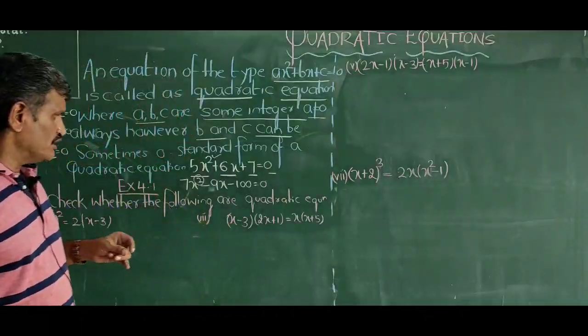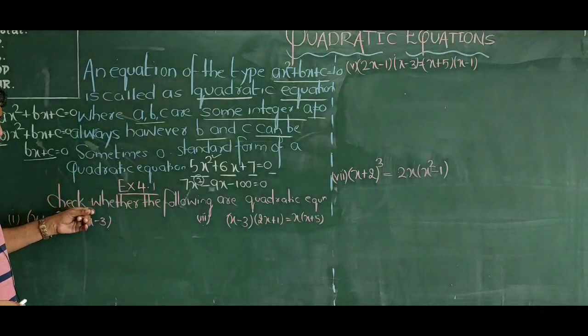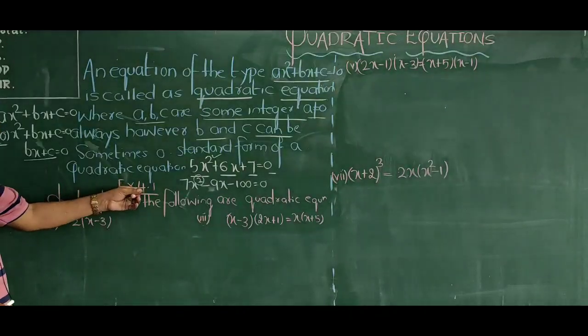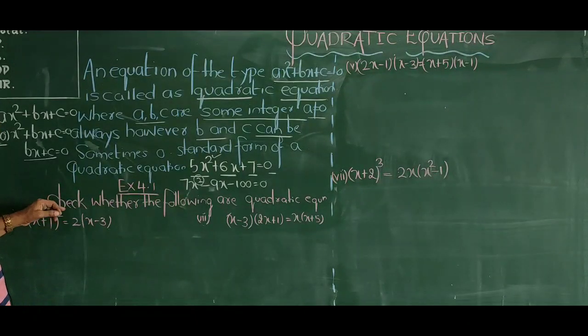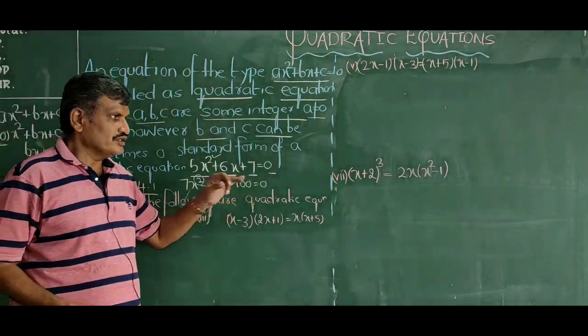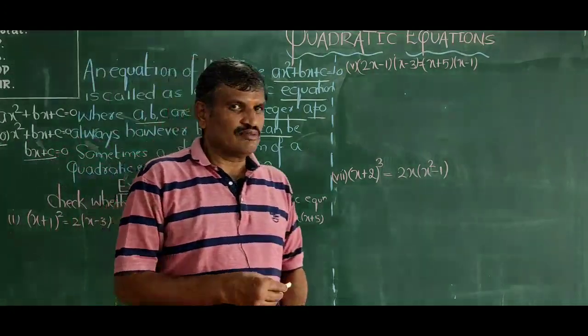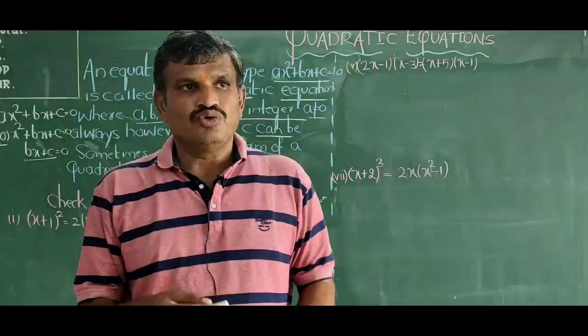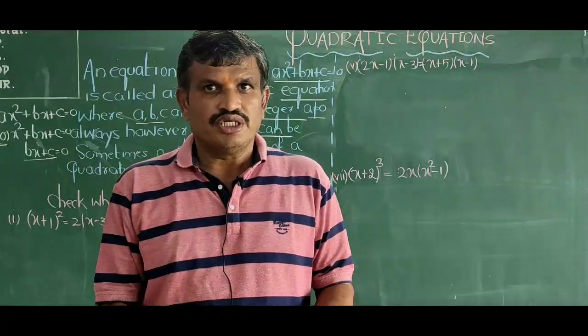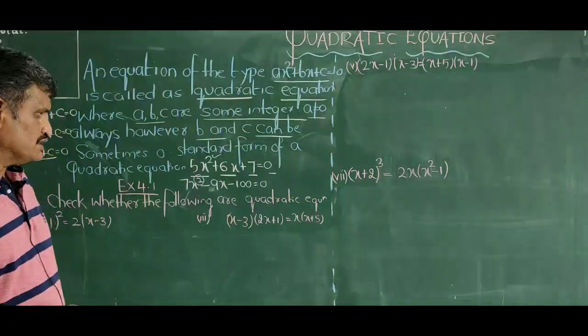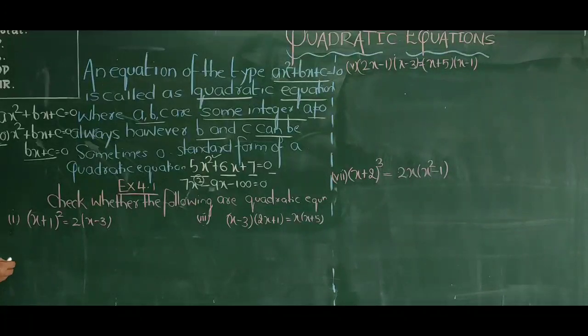Now, there are certain examples in your textbook that we will try to solve. For example, exercise 4.1 in your textbook says, check whether the following are quadratic equations or not. Actually, here about 8 problems are given and you are asked to find out whether each is quadratic or not. Let us see. For example, the first equation says x plus 1 whole square is equal to 2x minus 3. Is it quadratic? Let me check.